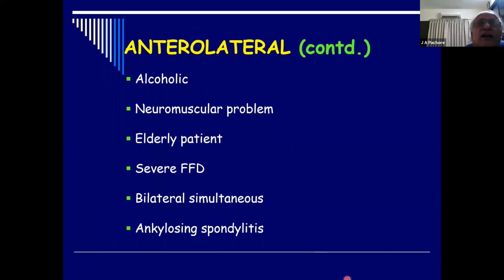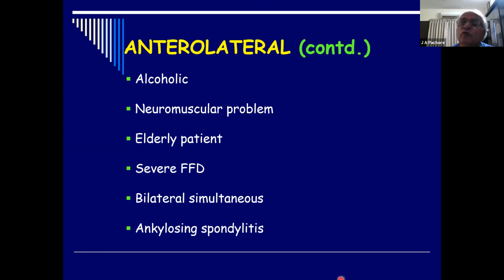This is why we use this approach, because the rate of dislocation is very low. So you should use it in alcoholic patients, uncooperative patients, neuromuscular conditions like Parkinson's, hemiplegics, and elderly patients who don't have good ground phenomena. Cognitive disorders are very high in elderly patients. They don't have the feedback mechanisms.